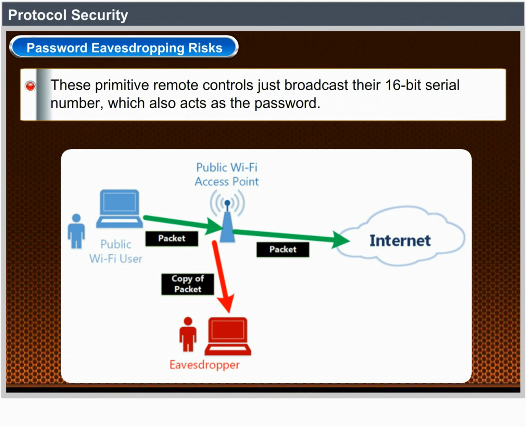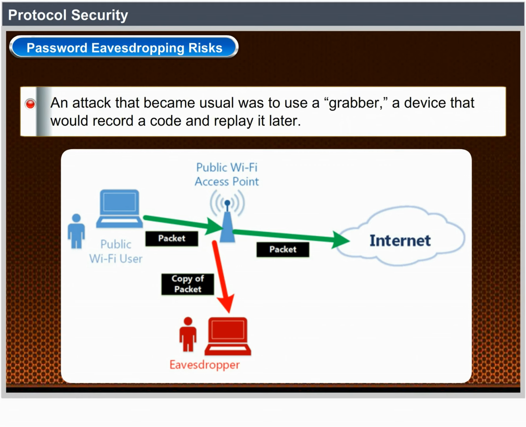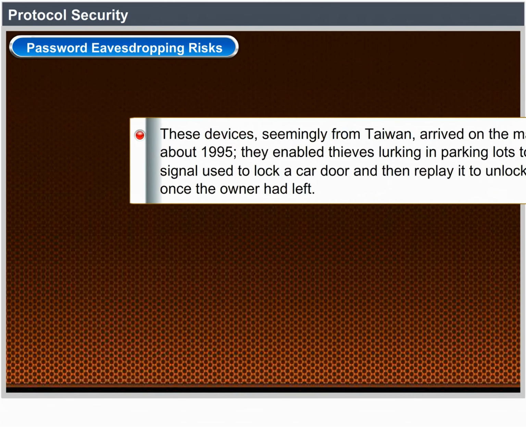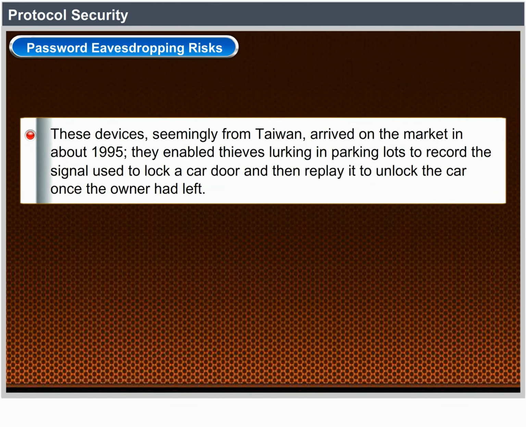An attack that became common was to use a grabber, a device that would record a code and replay it later. These devices, seemingly from Taiwan, arrived on the market in about 1995. They enabled thieves lurking in parking lots to record the signal used to lock a car door and then replay it to unlock the car once the owner had left.